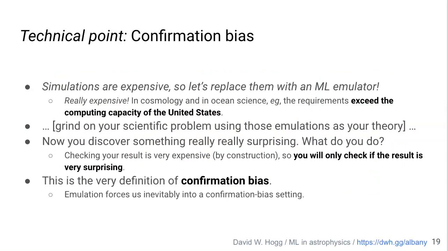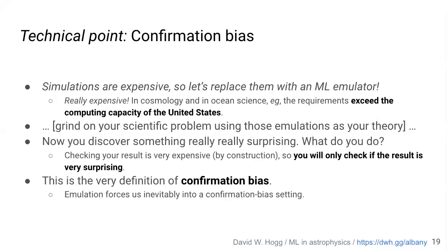Okay, good. Now I want to make the first of the 2 technical statistics points I said I was going to make. The simulations are incredibly expensive. The 2 fields that I'm looking at right now are cosmology and ocean science, and in both of those fields, the requirements exceed the computing capacity of the US or the world. If you really wanted to compute the oceans at the level we would like, you would need all the computing in the world and it still wouldn't be enough. So you use emulations as your theory.